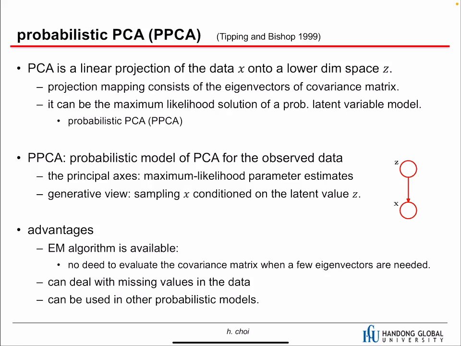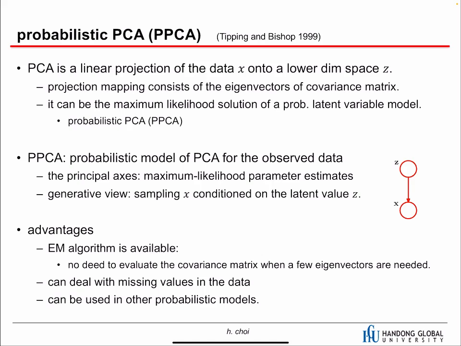This slide is about probabilistic PCA, probabilistic principal component analysis, or PPCA. So far, we know PCA, right? PCA is a linear projection of the data X onto a lower dimensional space Z. And the projection mapping consists of the eigenvectors of the covariance matrix. This is how we know PCA, right?